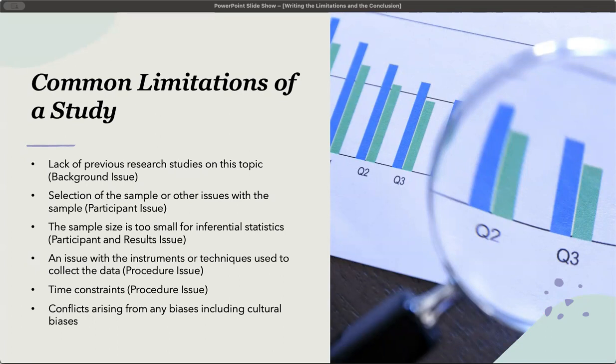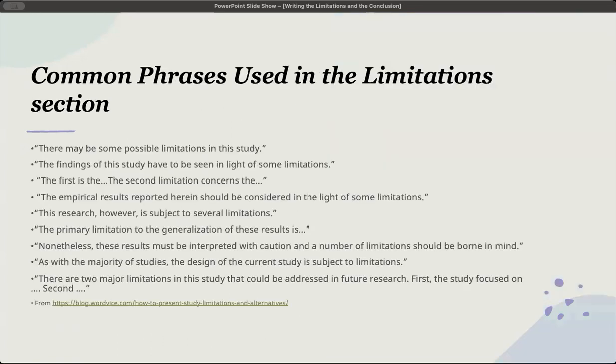But selection of the sample size or other issues with the sample, that might be a participant issue. The sample size is too small for inferential statistics. That's a participant and results issue. An issue with the instruments or techniques used to collect the data, that could be a procedure issue. Time constraints, that again is a procedure issue, and conflicts arising from any biases, including cultural biases. So these are the things that we see most common when people write the limitations.